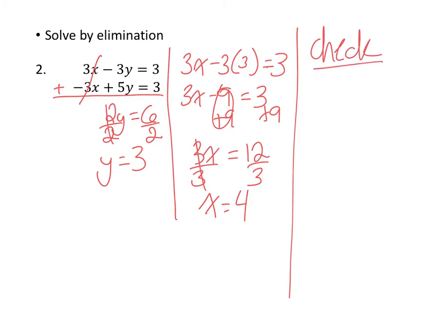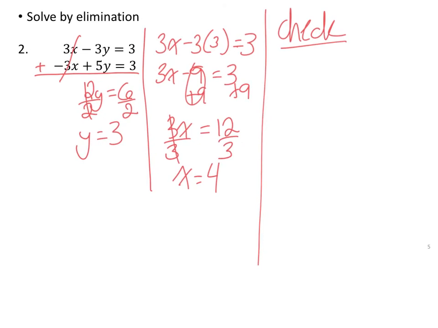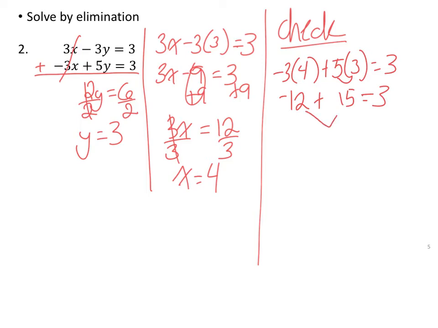So I'm going to check it. To check it, I'm going to use my second equation. So negative 3 times 4 plus 5 times 3 equals 3. So I have negative 3 times 4 gives me negative 12 plus 15 equals 3. Negative 12 plus 15 does equal 3. So my answer checks out. So 4, 3 is my solution. You want to make sure that you put your x value first and your y second because your coordinates are in x, y.